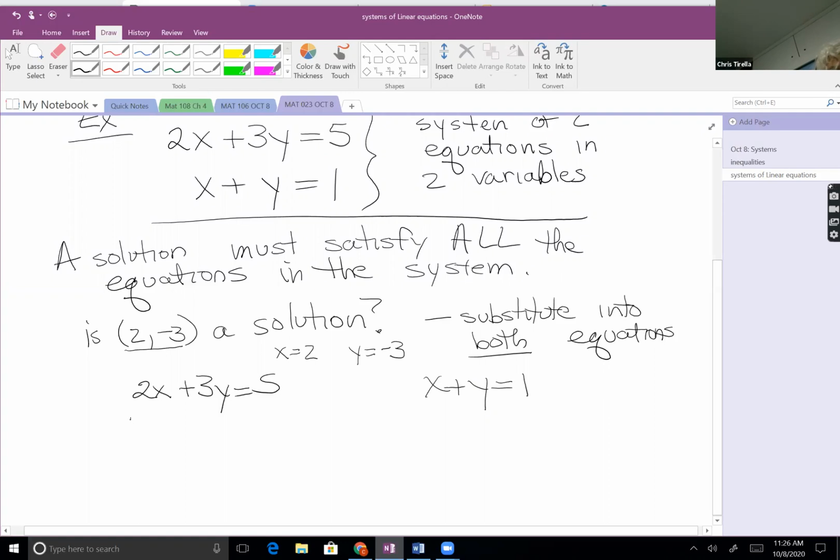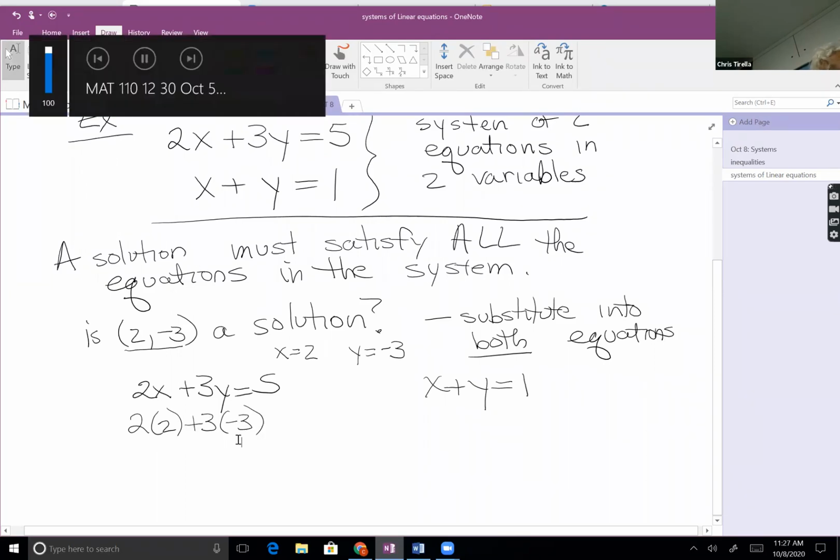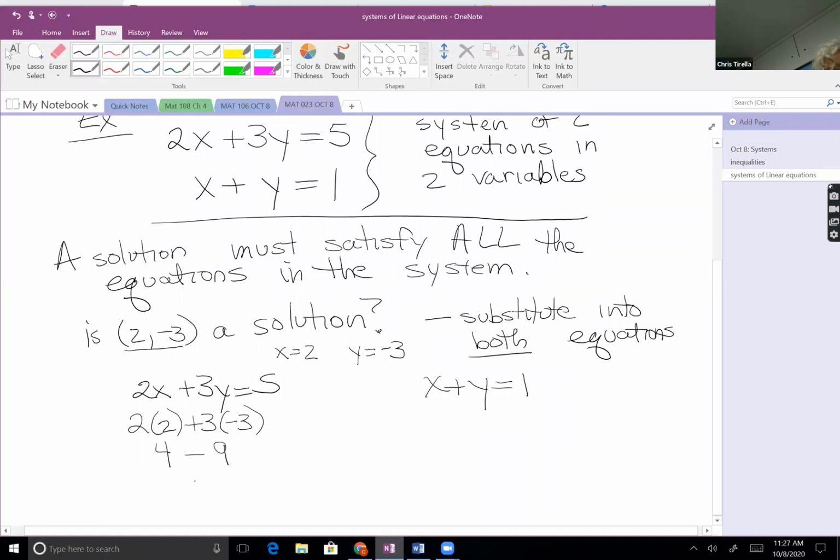So in the first equation, I have 2 times x, which is 2, plus 3 times y, which is -3. Using my order of operations, that becomes 4 minus 9, or -5, equals 5. Is that true? Does -5 equal +5? No. Since that's a no, I don't even have to do the other check, because in order to be a solution, it's got to work in both.